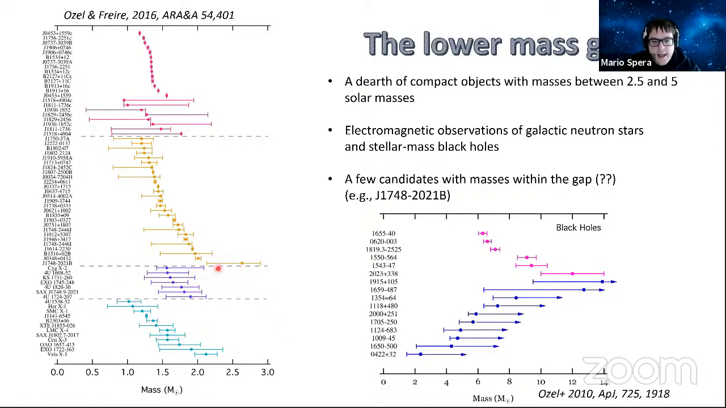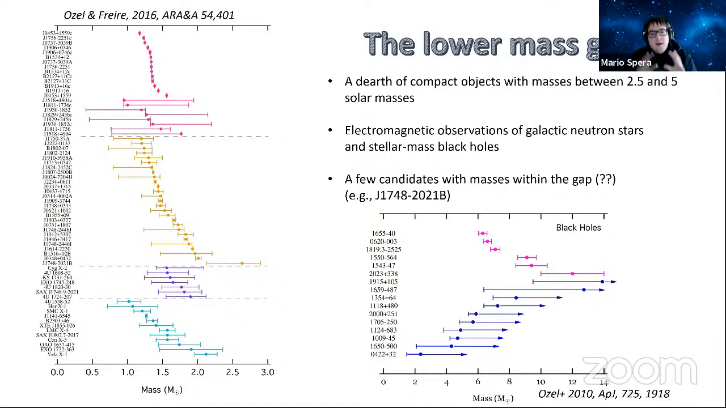Possibly, of course, there are a few exceptions in both populations, like this, for example, putative supermassive neutron star. And actually, this plot was updated to 2016, but we now have a few more candidates for supermassive neutron stars with masses larger than 2 solar masses. But at that time, this was enough to suggest the possibility of the existence of a lower mass gap.